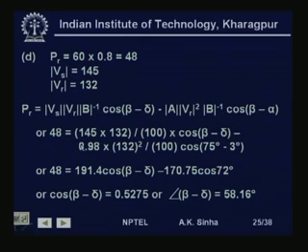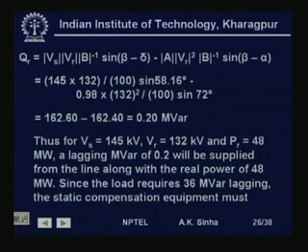Now, if we solve this, we will get cos of beta minus delta is equal to 0.5275, or the angle beta minus delta is equal to 58.16 degrees. Now, we know beta as 75, so we can calculate delta very easily, but we do not need the delta value as such. What we need is the angle beta minus delta. So, we will use this.